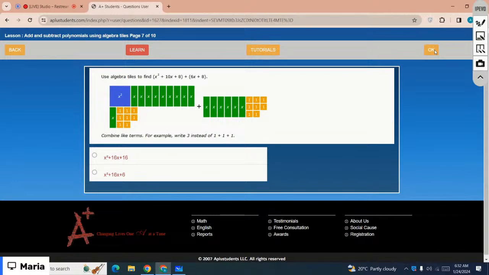The correct option is x square plus 16x plus 16. Option number 1 is the correct option, right? Okay, you can complete the lesson by yourself later today. Let me just move on to the next lesson.